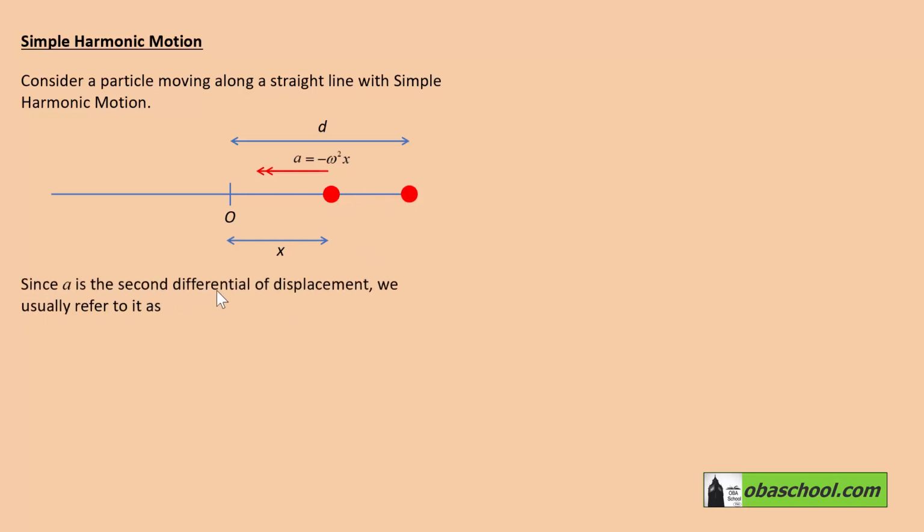Since a is the second differential of displacement, we usually refer to it as x double dot, which just means d2x dt squared. And you'll see when I'm doing examples, I regularly switch from x double dot to d2x dt squared. So what we say is that x double dot is negative omega squared x. Let's just explain that negative. The acceleration is towards the left here, which means it's the opposite to the direction in which x is measured.